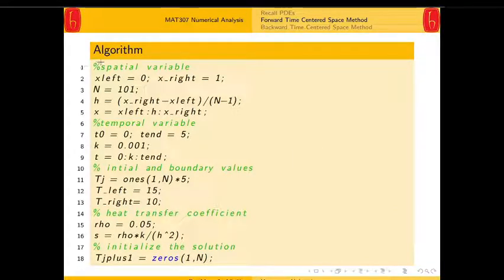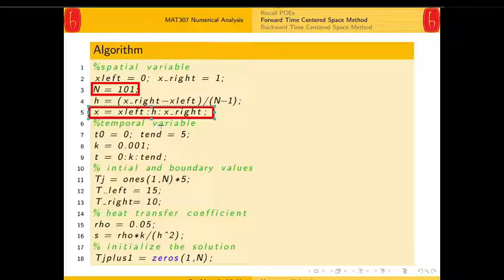This is the spatial variables. The left endpoint in the space is equal to 0, and the right endpoint will be equal to 1. N is equal to 101, which is the number of mesh points in the space, and H will be equal to the right endpoint minus the left endpoint divided by the number of subintervals. So this will be n minus 1, so we can find H this way. And the mesh points, the node points in the space, will be starting from 0 and going all the way up to 1 with H increments.